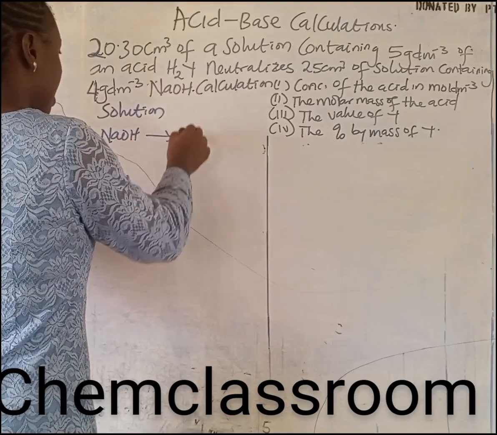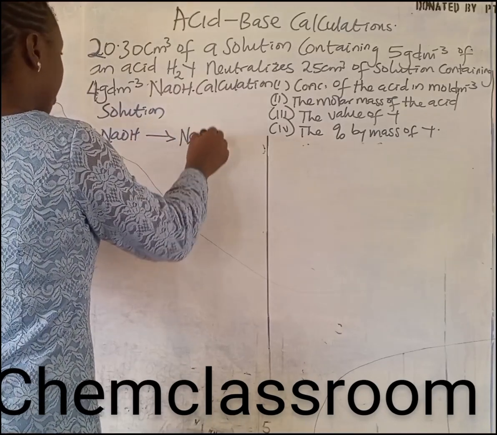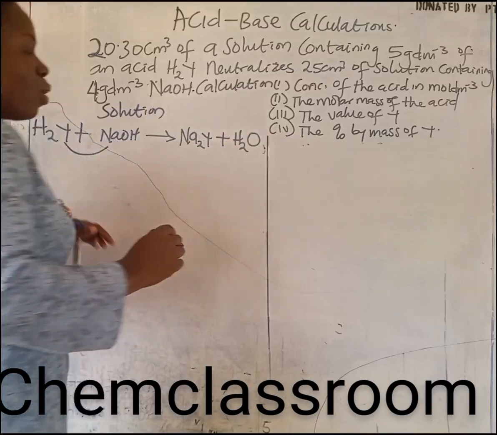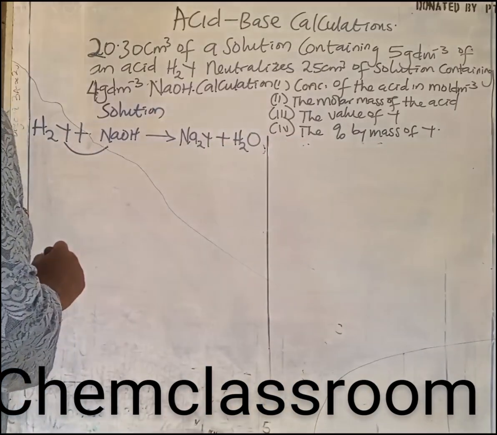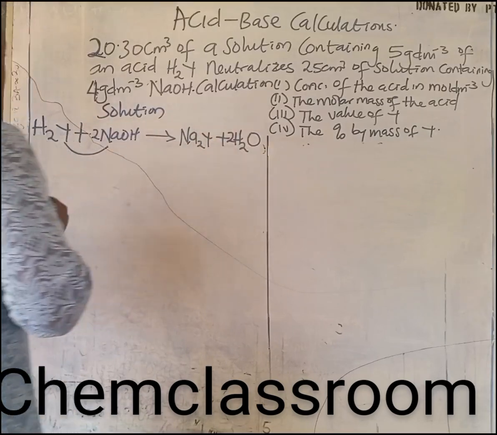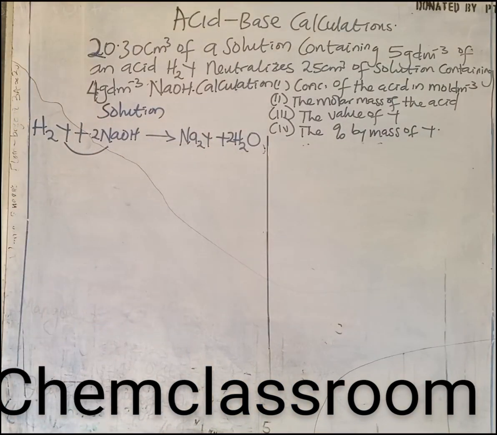Yes. So let's try and see how we are going to balance. So I'm going to have H2Y plus NaOH gives Na2Y plus H2O. Okay, so it's not yet balanced, so I'm going to put 2 here, then there will be 2 here. Okay, so now let's move.